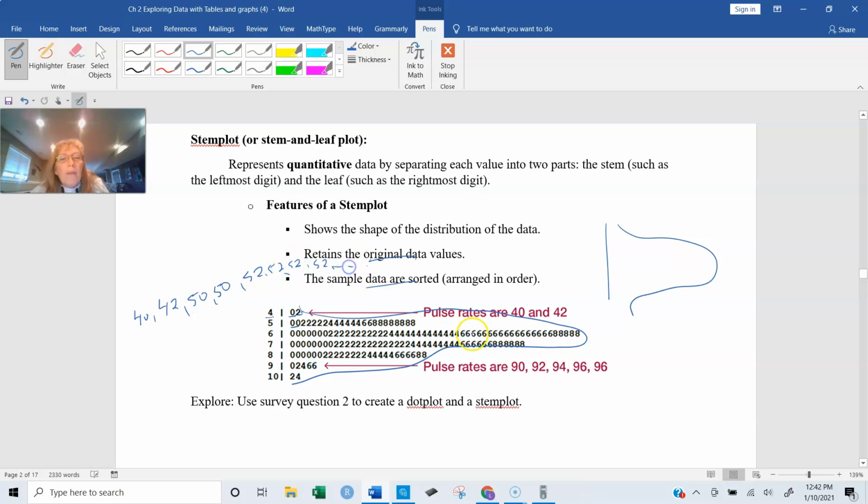And we could go on forever. But it puts them in nice order for us. It shows us where everything's showing up. We can see here we have most of our data in the 60 range, and it's a good visual. It's what we like to use.